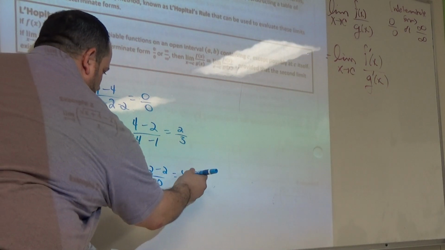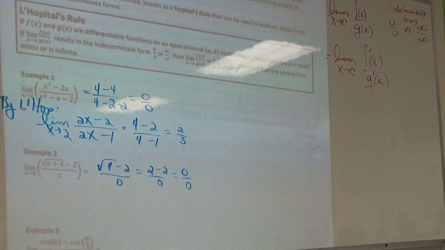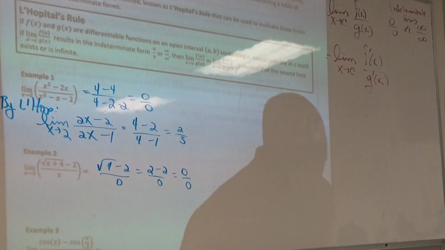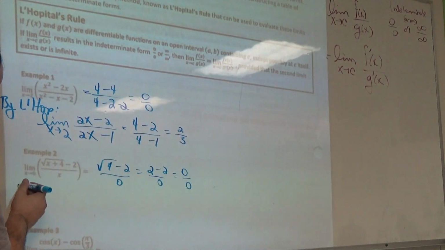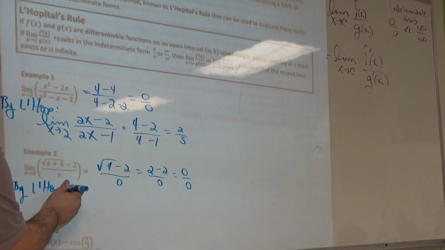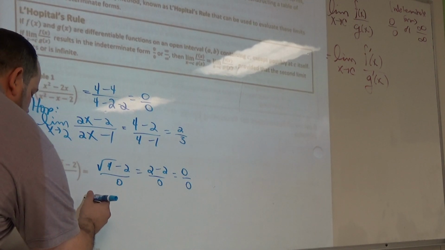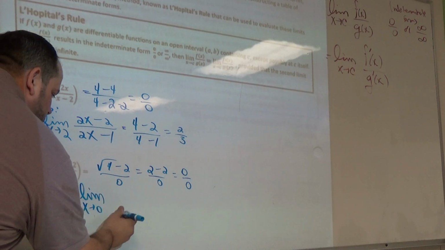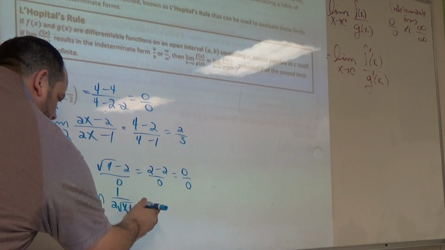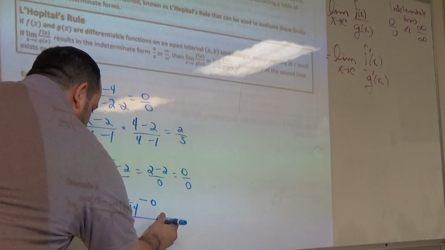So it's 1 over x plus 4 minus 2. Are we getting it? Yeah, we're just getting 0 over 0. Good. That's the green light to move forward. So by L'Hopital, if I'm going to take the derivative of the square root of x plus 4, I need the chain rule, so it's the limit as x approaches 0, 1 over 2 square roots of x plus 4, minus 0.